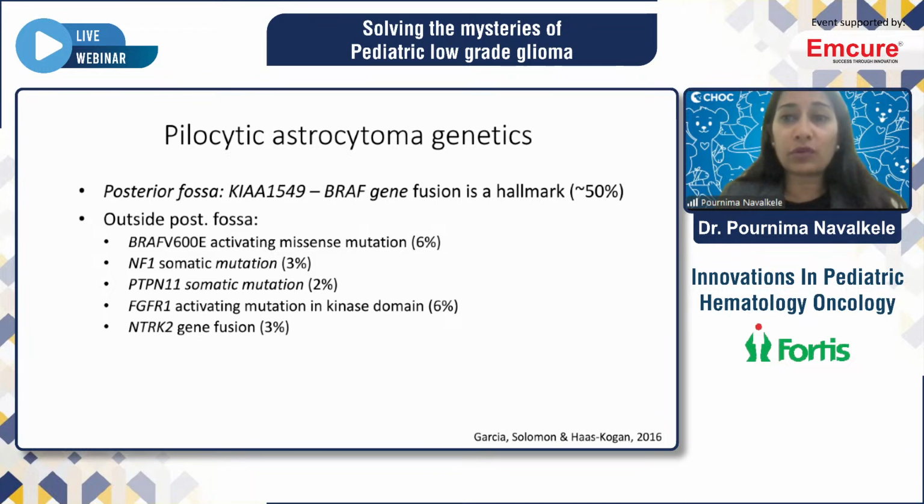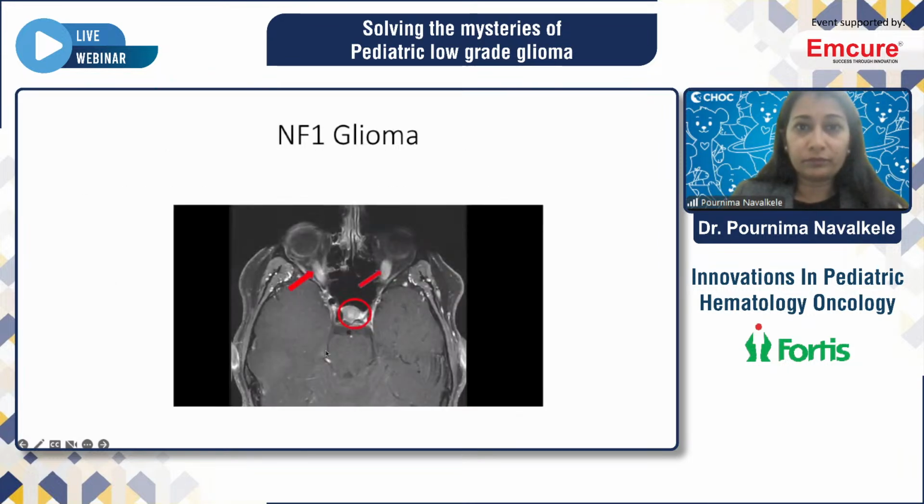Outside of the posterior fossa presentation, there are various different mutations or fusions seen. The specific entity, NF1-related glioma or low-grade glioma, involves the optic pathway. As you can see on this MRI scan, the optic nerves look enlarged or thickened and are taking up the contrast, along with a chiasmatic mass, which is also enhanced.